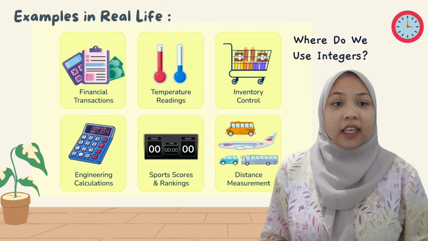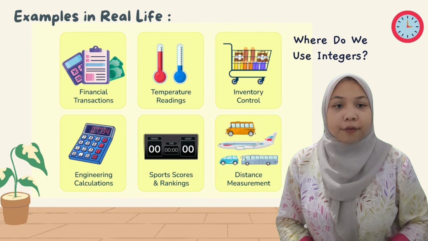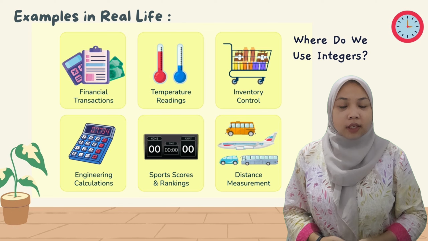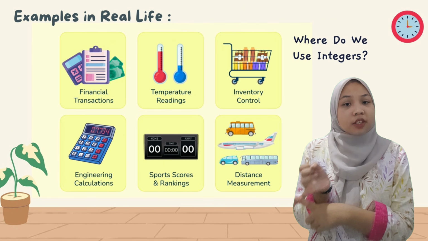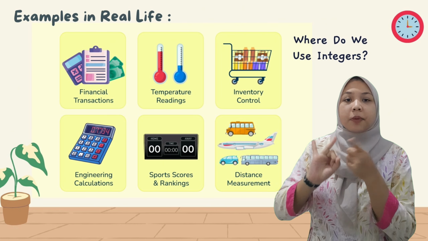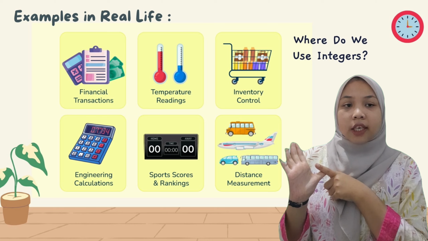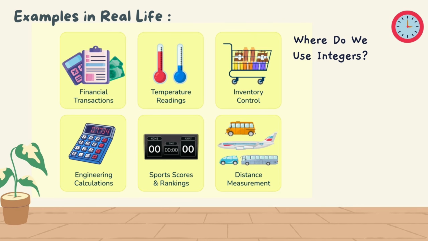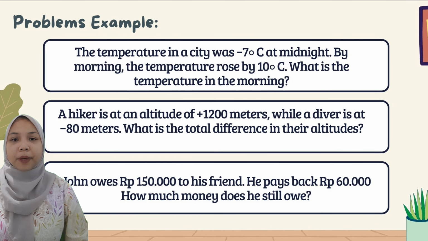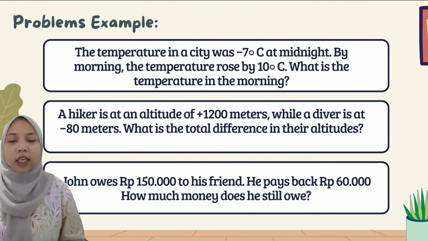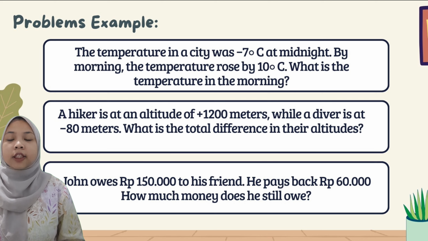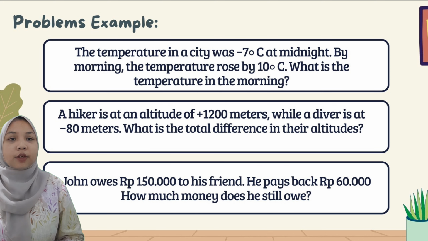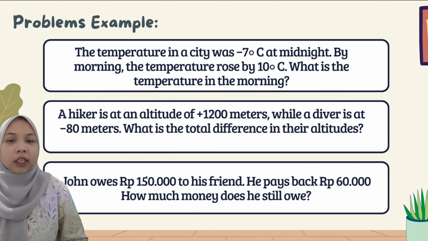The last material is about examples in real life. Where do we use integers? Integers are used in real life. Scenarios are financial transactions, temperature readings, inventory control, engineering calculation, sport score and ranking, and distance measurements. Next is a problem example. The temperature in a city was negative 7 degrees Celsius at midnight. By morning, the temperature rose by 10 degrees Celsius. What is the temperature in the morning?